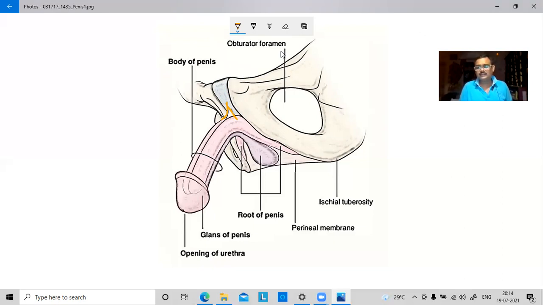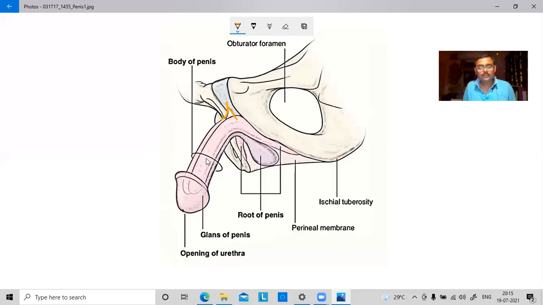Why am I saying integrated phenomenon? Because this integration is done by the nerve supply of the penis. Now, the nerve supply has three components. One is the somatic component, another one is parasympathetic, and the last one is the sympathetic component. Now, this somatic component is the sensation of the skin and the glans, and this sensation is carried by the pudendal nerve, which supplies the glans, tissues, and skin over the body of the penis.